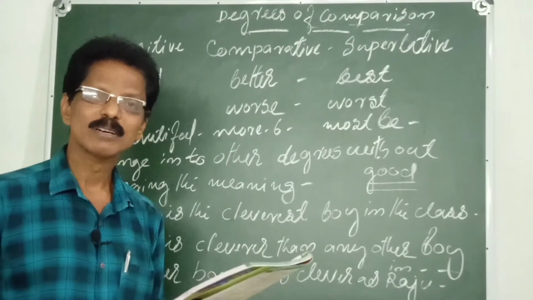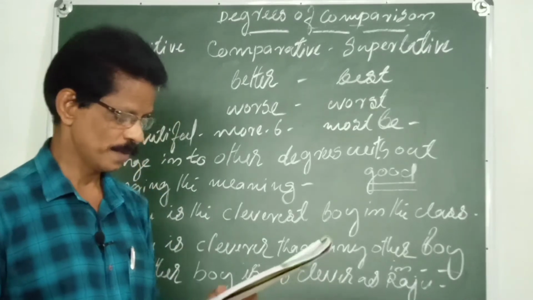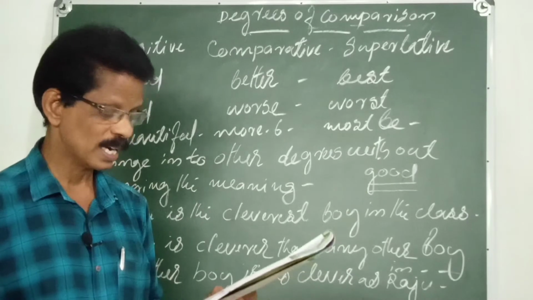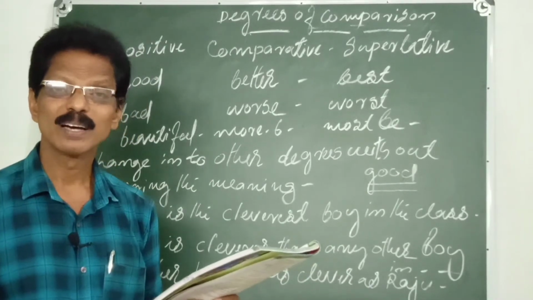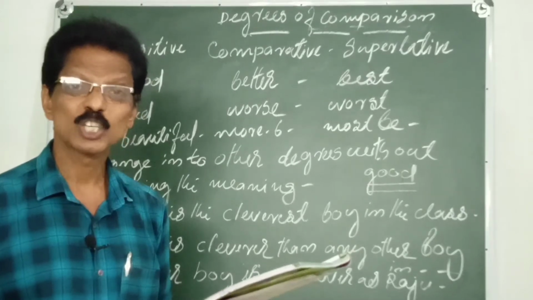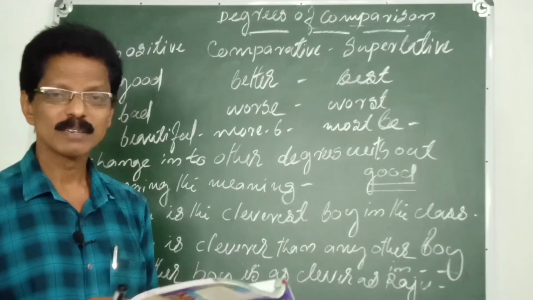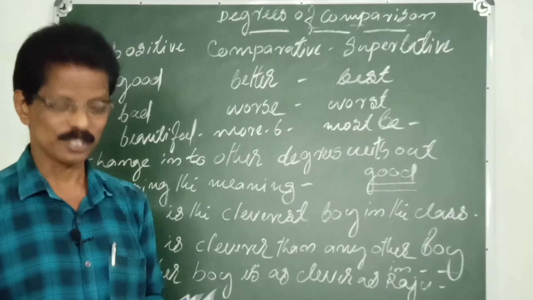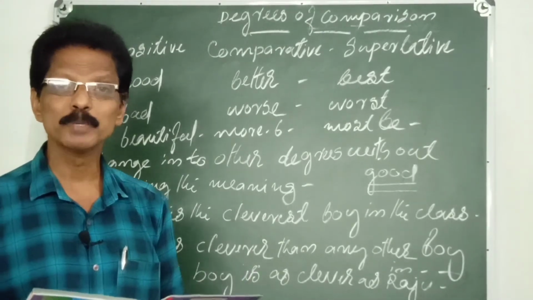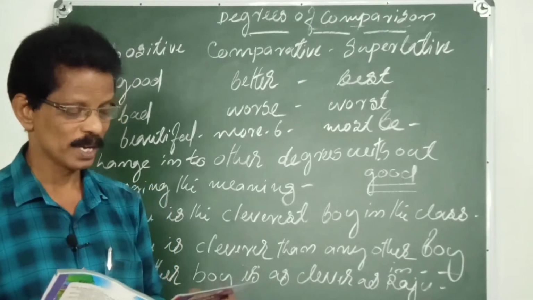Small, smaller, smallest. Rich, richer, richest. Safe, safer, safest. Clever, cleverer, cleverest. Tall, taller, tallest. Bright, brighter, brightest. 10th page, page number 10. Beautiful, more beautiful, most beautiful.